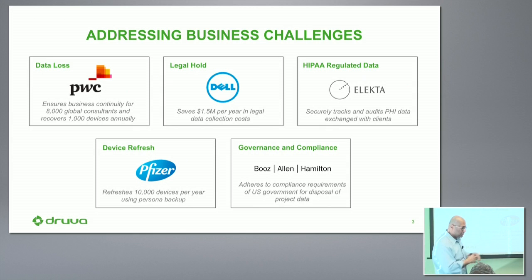PwC is a very distributed network in terms of an organization. They have a lot of employees that are mobile. These are the people whose information you want to protect, and that is where InSync comes in. In fact, they're one of our largest customers.